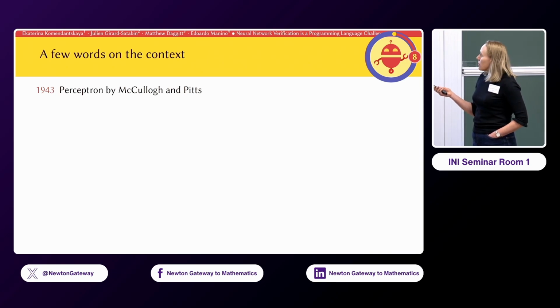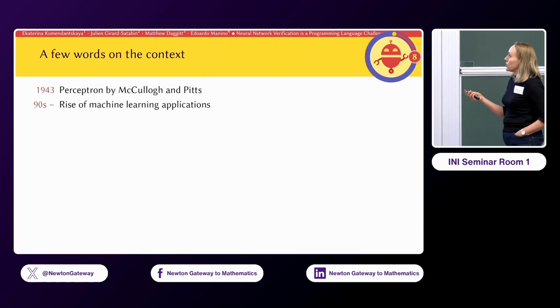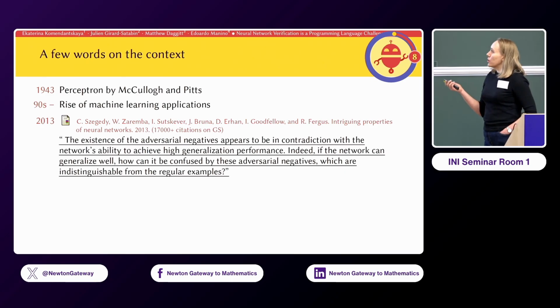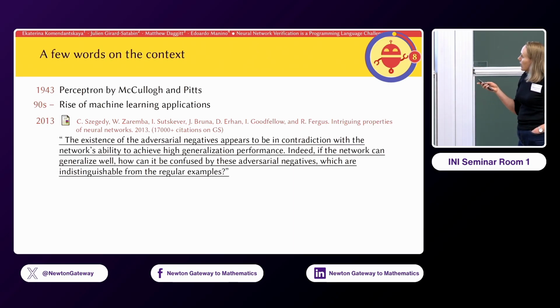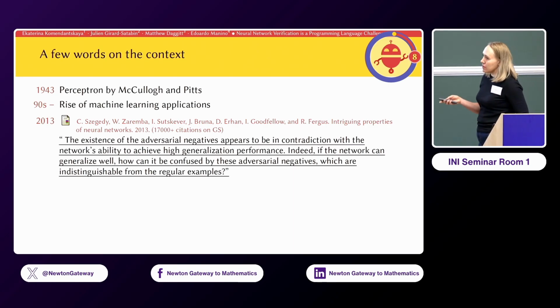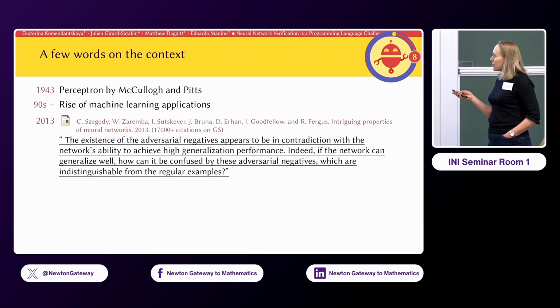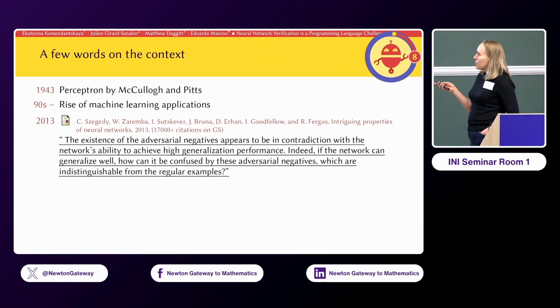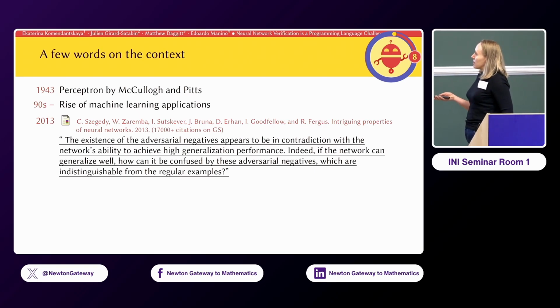It is funny, really, why this came as such a big surprise. Neural networks were roughly suggested in 1943. In the 90s, we had the rise of machine learning applications. No one noticed anything until this paper, 2013, I think it got to arXiv a year earlier. And now they got this surprise about adversarial robustness. In this paper, they say the existence of adversarial negatives appears to be in contradiction with the network's ability to achieve high generalization performance. Indeed, if the network can generalize well, how can it be confused by these adversarial negatives?